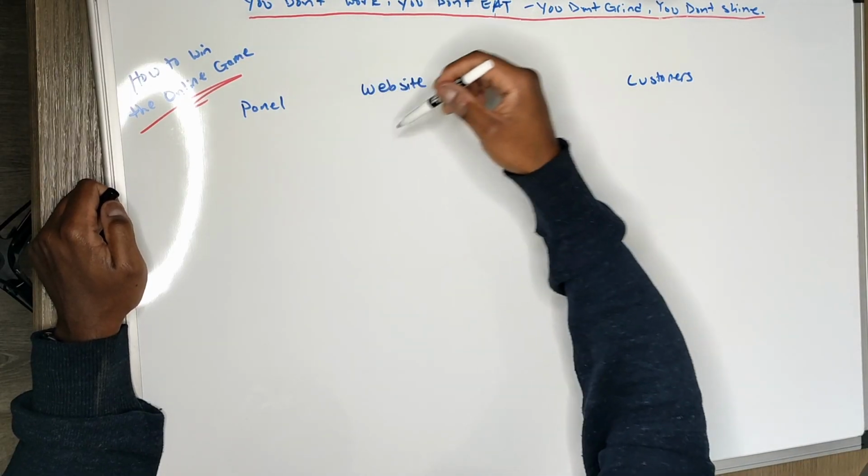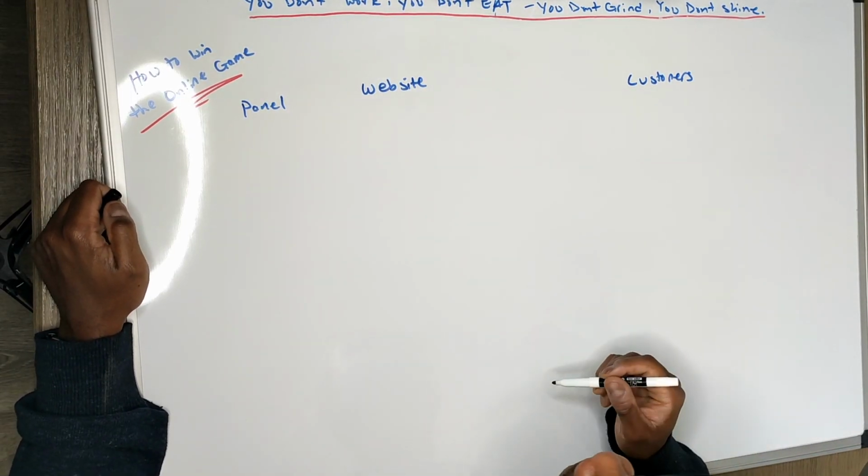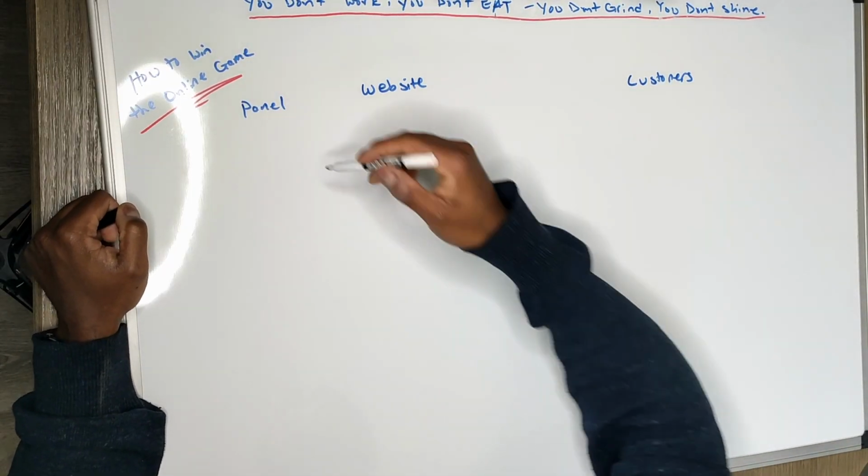So let me show you right now. Now this applies to any business that you do online, anything you sell online. Today we're gonna be talking about the panel, the website, and the customers. But normally with any regular business, you just have your website and your customers, and the panel would just be the product that you're selling. Now, when it comes to what you're selling online, there are a few steps inside of these three categories that you must do in order to be successful. Let me show you what they are.